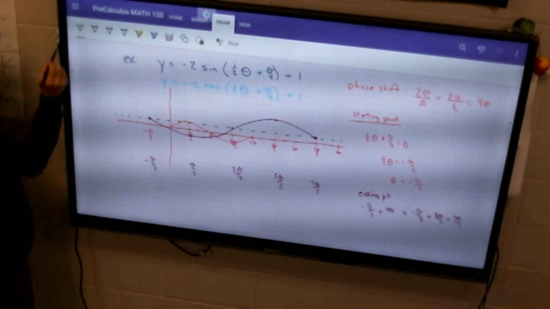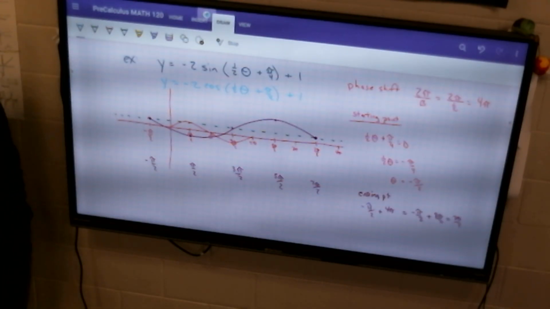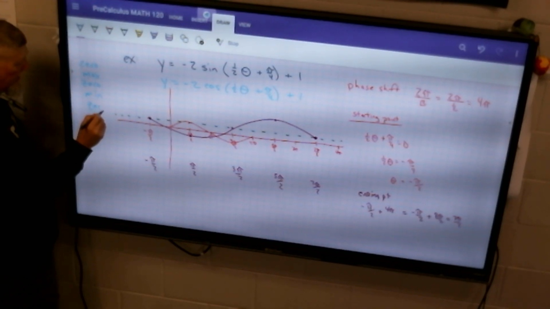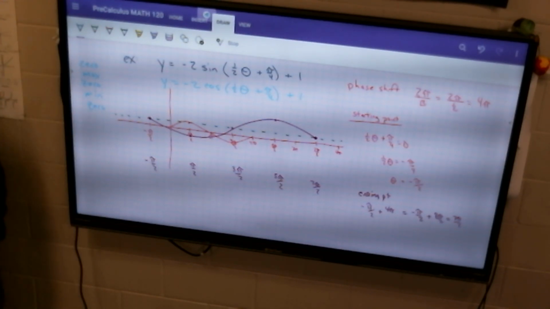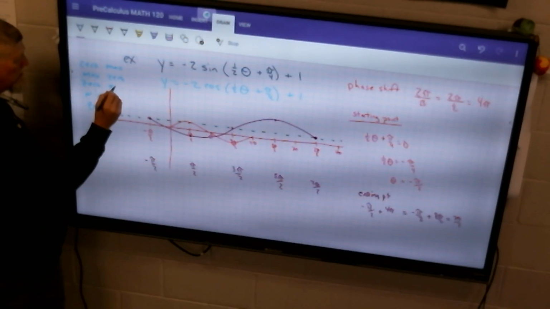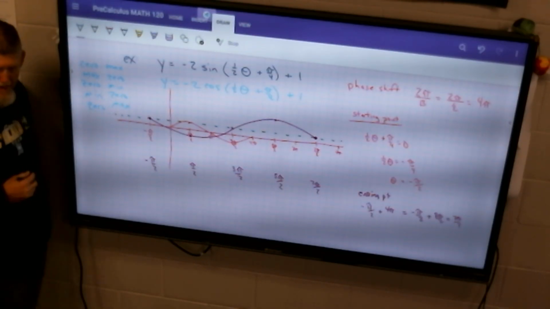Okay, so remember with sine, it goes 0 or midline, and then it goes maximum, and then it goes 0, and then it goes minimum, and then it goes back to 0, correct? That's what sine does. Cosine is everything's exactly the same, except it starts at the max, it goes to 0, it goes to the minimum, it goes to 0, and it ends at the max.